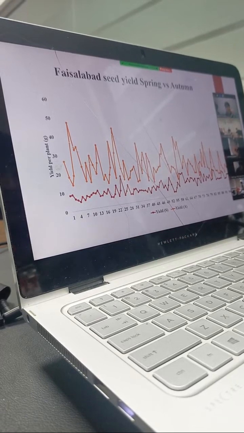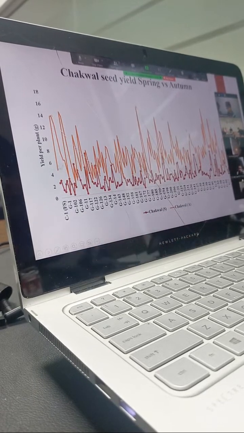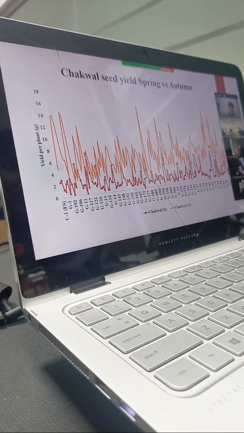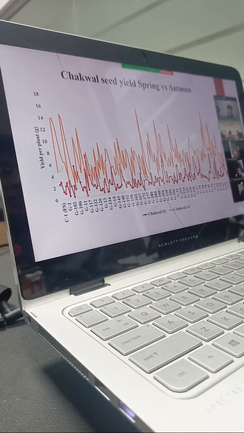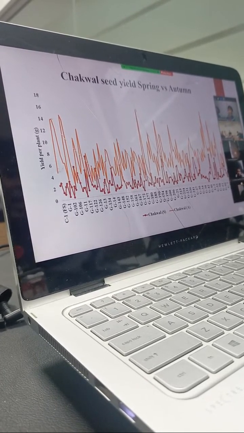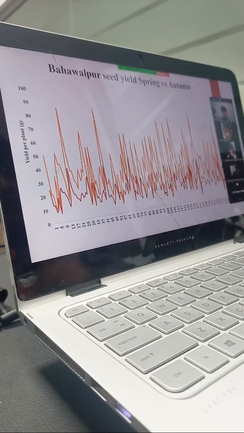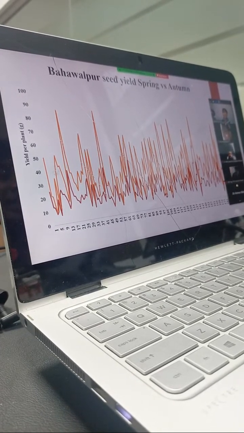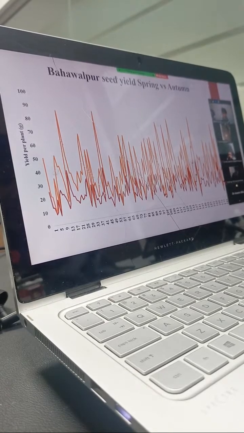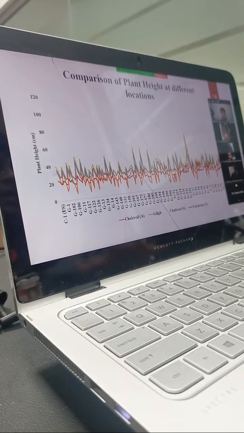Similarly, if you can see the trend again, this is the seed yield at a different location, which I mentioned, Chakwal, and the same trend that all genotypes are performing better, or their yield is better, in autumn season compared to spring season. Again, this is another city where you can see the temperature goes really high in spring season. Again, the yield is low, and in autumn season the yields are better.